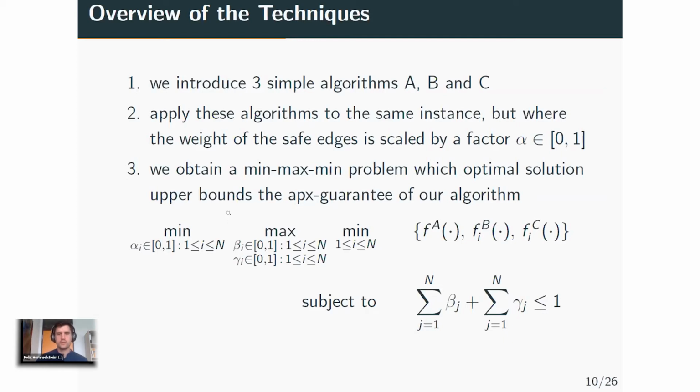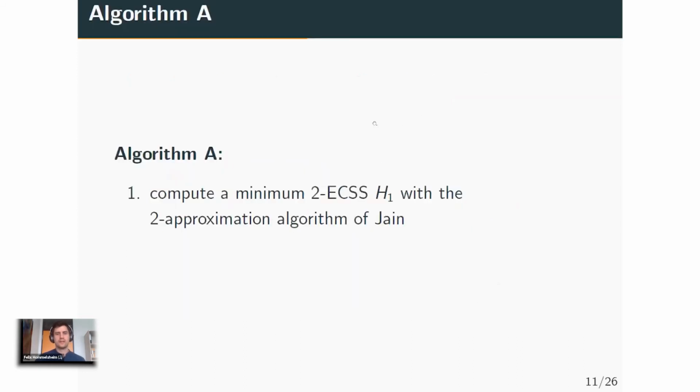Okay, so we are first going to introduce the three algorithms A, B, and C. Algorithm A is the easiest one. We simply compute the two-edge connected spanning subgraph using the 2-approximation algorithm by Jain. And one can actually show that this algorithm is a 4-approximation algorithm.